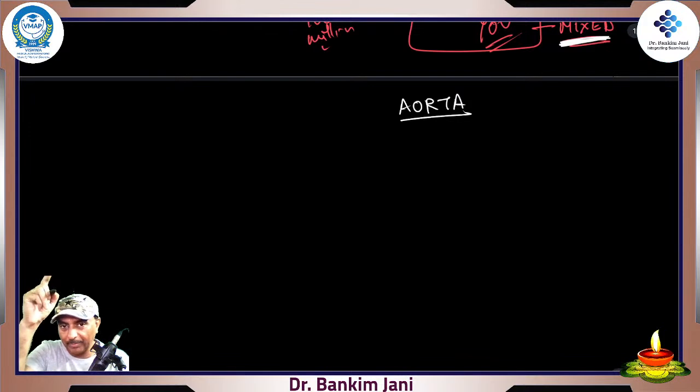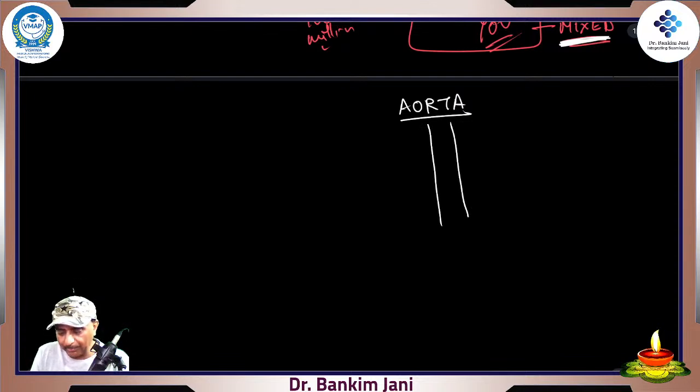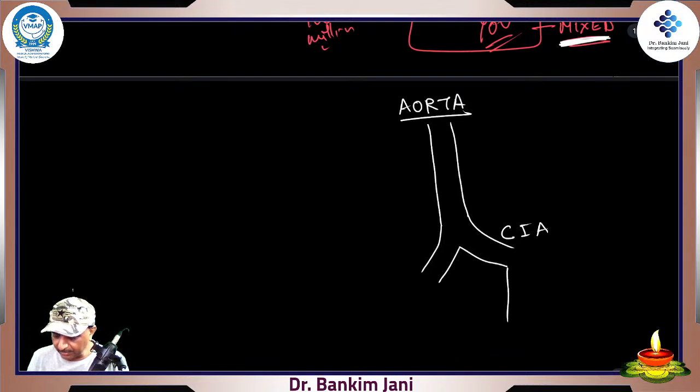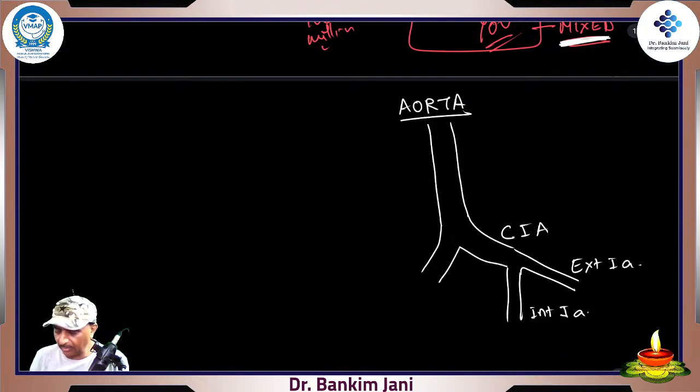So from the aorta, now from yesterday's session, we know that the aorta, when it goes down into the abdomen, divides into the common iliac artery, right and left. And that common iliac divides into external iliac and internal iliac, correct? Internal iliac artery. I'm not writing it in full because I know that you know it properly, right?